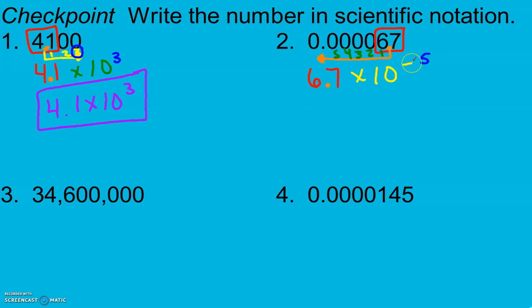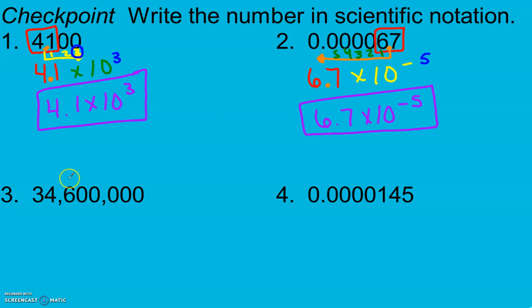Again, small numbers get negative exponents, big numbers get positive. So 6.7 times 10 to the negative 5th power. Again, it's not just how many zeros, it's how many decimal places. So we include the 6, we include the 1.